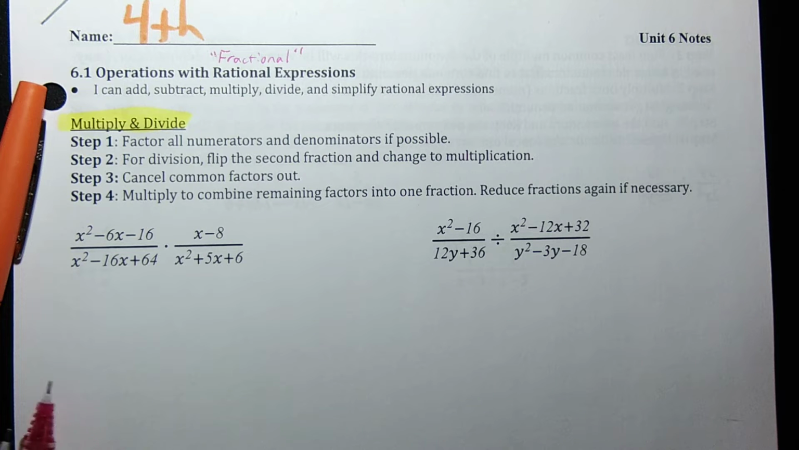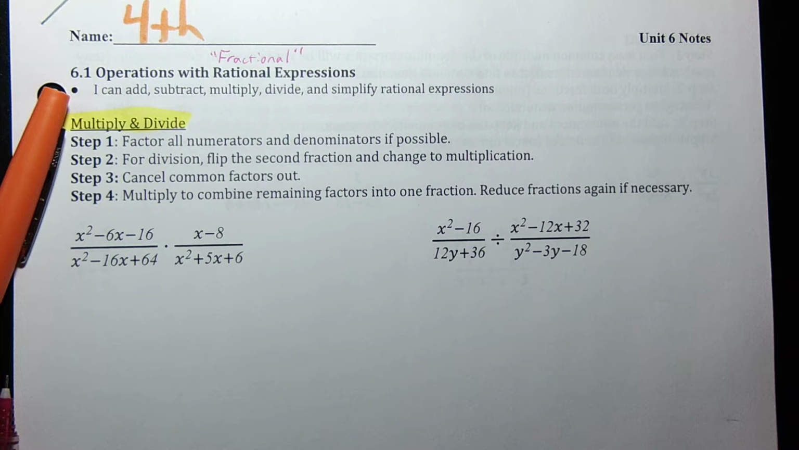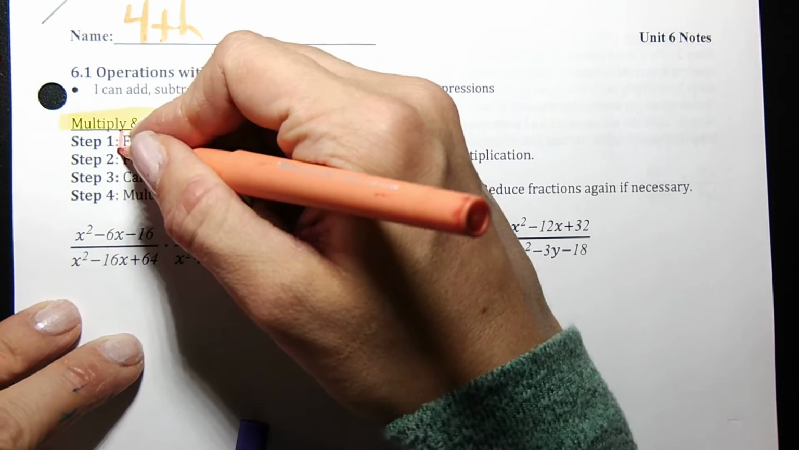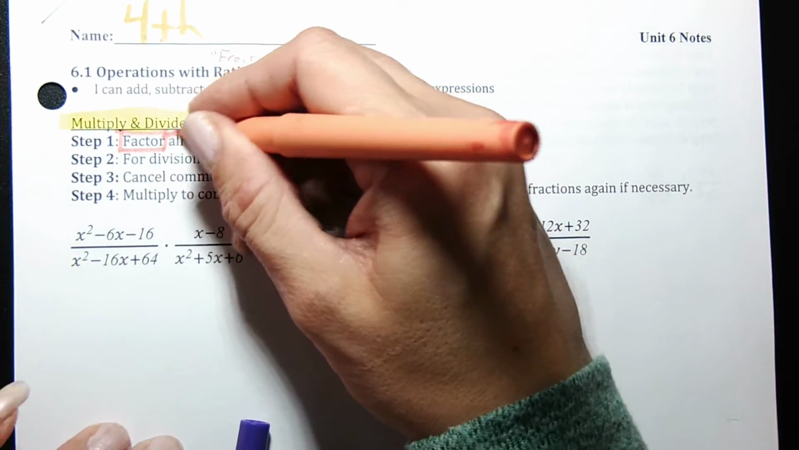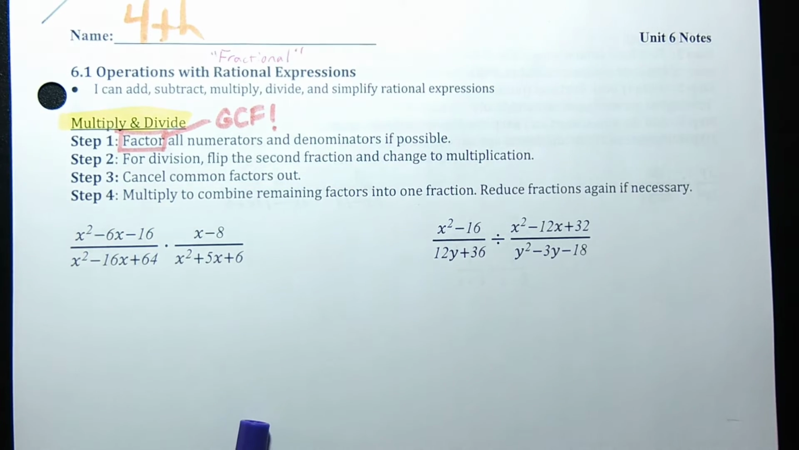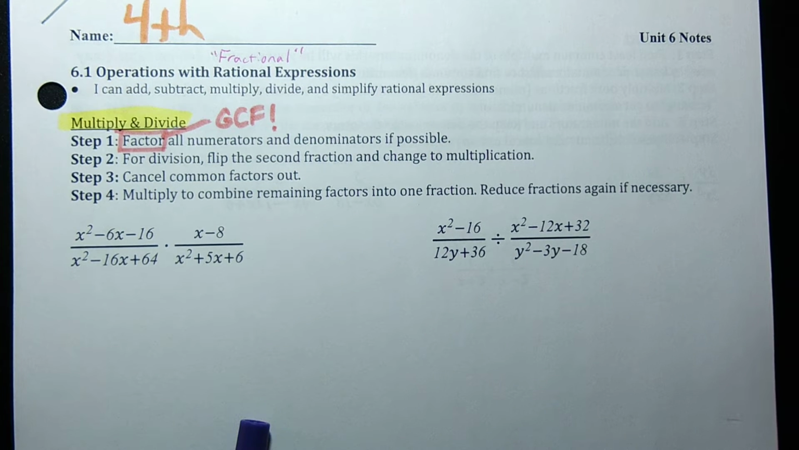So the first thing that we're going to do is look through some of these steps. Step 1 says to factor all numerators and denominators if possible. And for factoring, don't forget the very first thing we check for when we're factoring, which is GCF. So always, always, always check for a GCF first. So we factor all the numerators and all the denominators if possible.